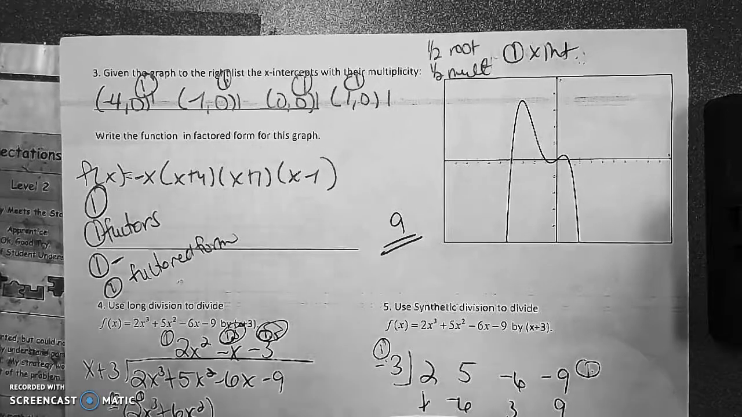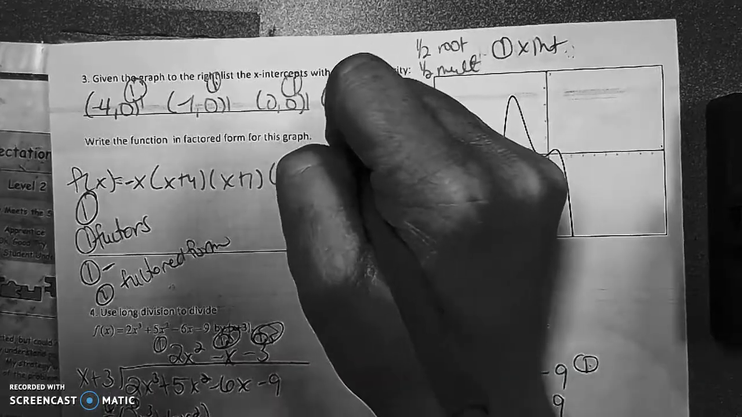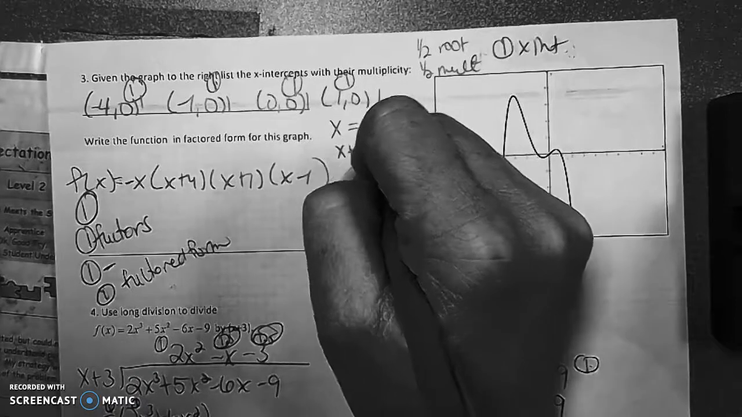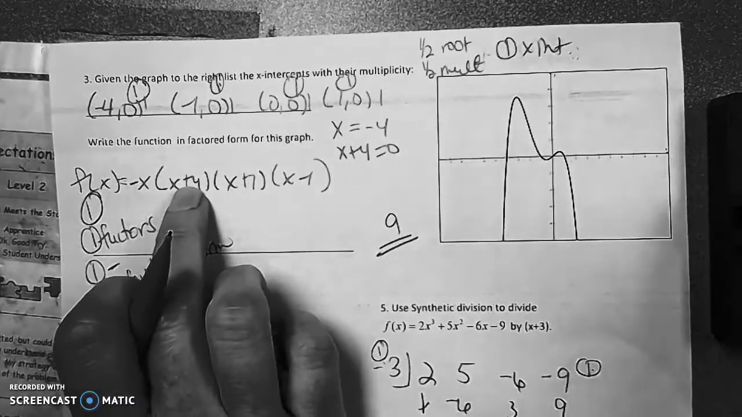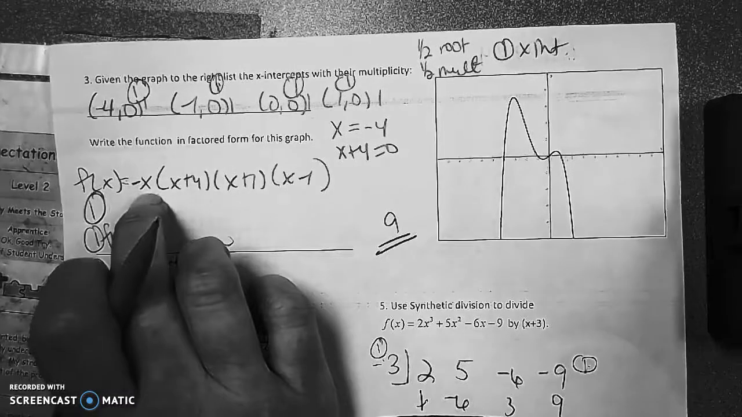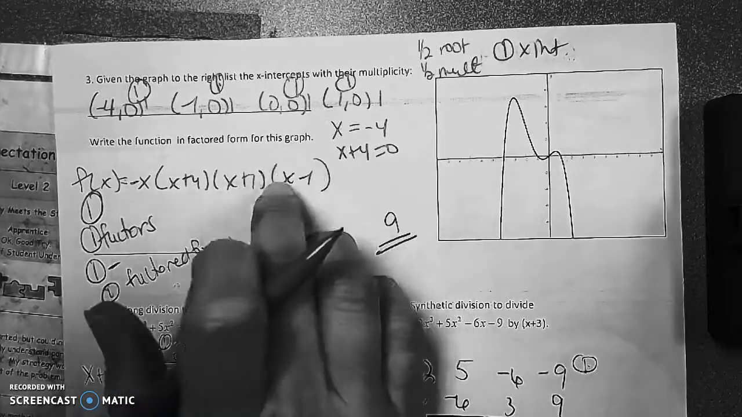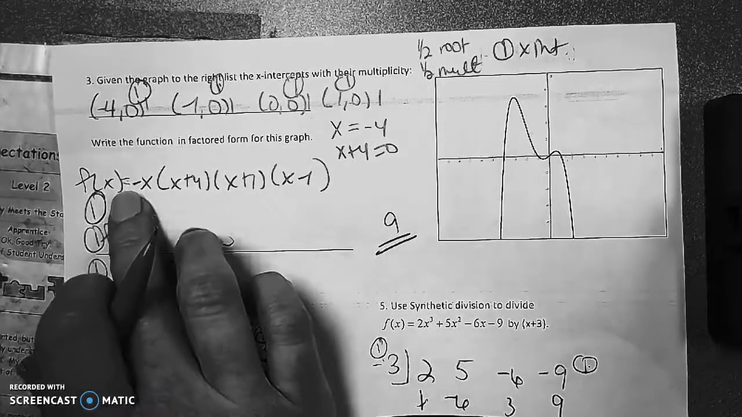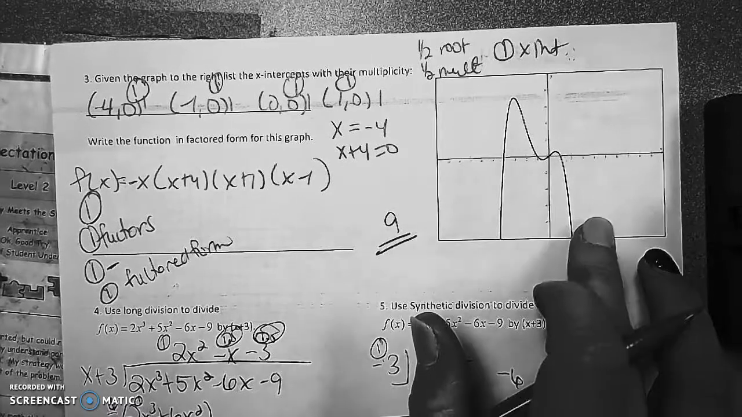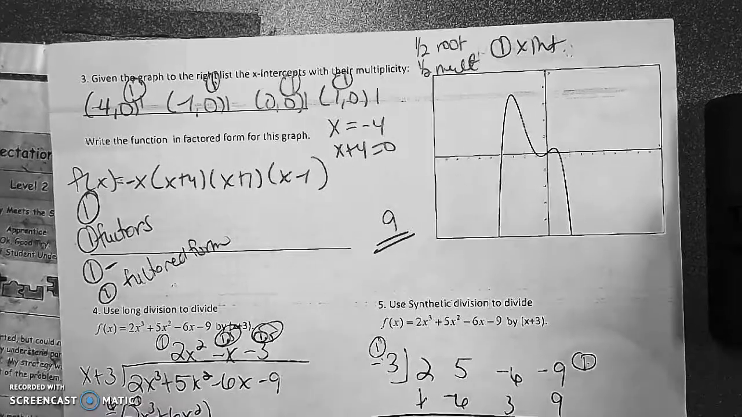From here I work backwards. And so as a reminder to you, if you get -4 out as your answer, x plus 4 is your factor. -1 comes from x plus 1. 0 comes from x, 1 comes from x minus 1. Notice I did have a negative out front, and that's because look at the end behavior. It's down and down, and I have it equal to f of x.